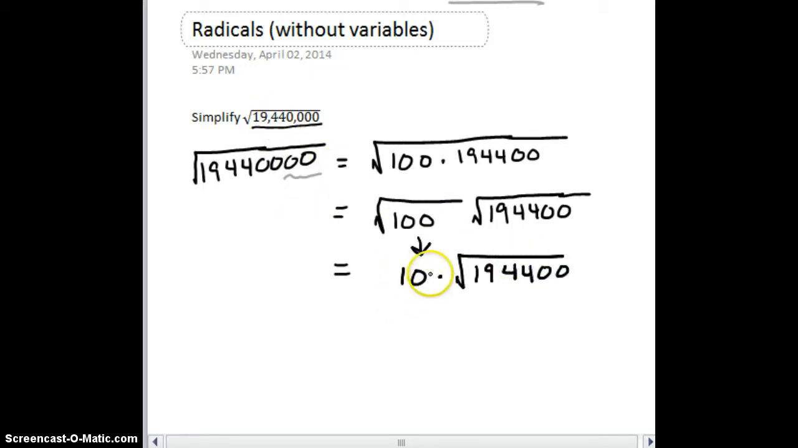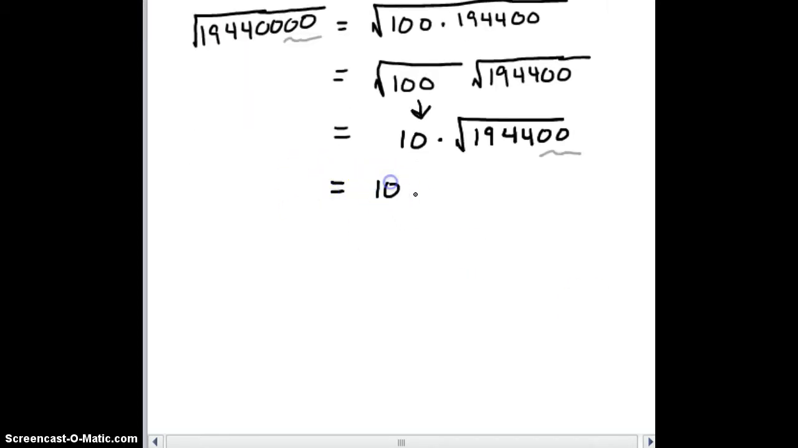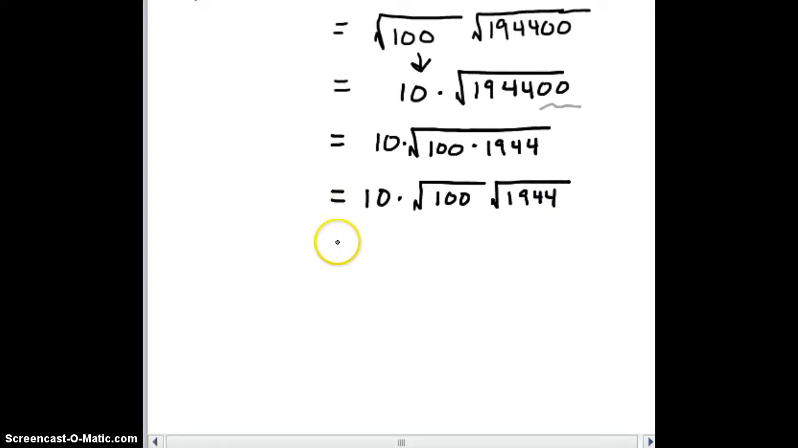So already this looks a little bit simpler. The number's not as big. I have this nice number on the outside, but I'm still not done. I notice that I still have a double zero, so I know that it's still divisible by another 100. I'm going to rewrite this as 100 because that's my perfect square. I'm always writing my perfect square first. Then 1944. And I have to make sure that I'm keeping this 10 along for the ride. Again, I'm going to split up this square root because I just have multiplication. Whenever I just have multiplication or division, I can split up my square roots. As soon as I introduce addition or subtraction, that ruins the party for everybody, and I can't do this method anymore.